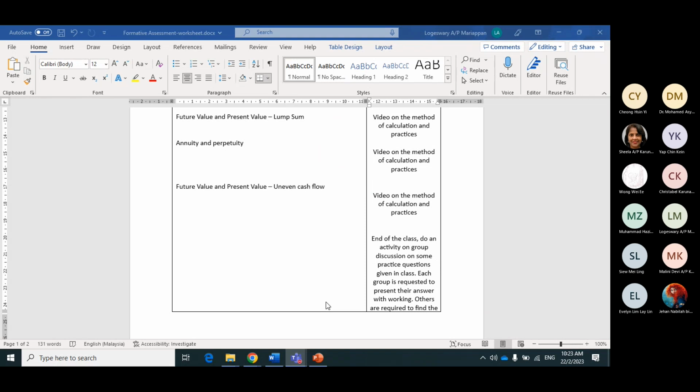So it will not be revealed to them what the questions are, but I'll prepare some questions and put them in a box. So they will choose the question, for a few groups. And then they will take it and do the workings, everything, and then present in front.